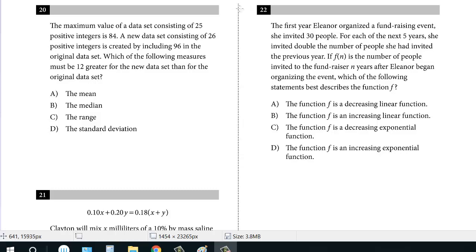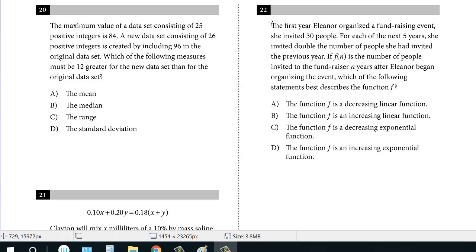In this lesson, we'll continue our review of Math Test 10, Section 4, Calculator Primitive. We're now on question 20, a little bit further into the section, so the questions get more challenging. All right, 20. The maximum value of a data set consisting of 25 positive integers is 84. A new data set consisting of 26 positive integers is created by including 96 in the original data set. Which of the following measures must be 12 greater for the new data set than the original data set?